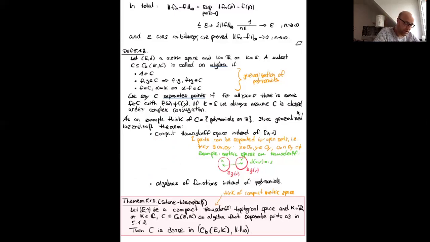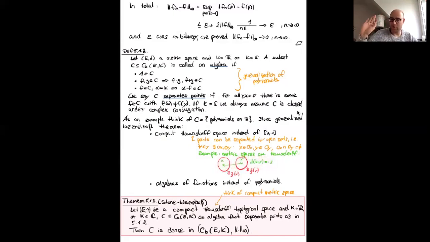Most importantly, here's an example: a metric space. If you have 2 points which are not the same in the metric space, then you know by the definition of a metric that the distance of x and y is strictly positive, say epsilon. Then you take 2 balls of radii epsilon over 3, say. And then the triangle inequality shows you these 2 are disjoint. So all metric spaces are Hausdorff.